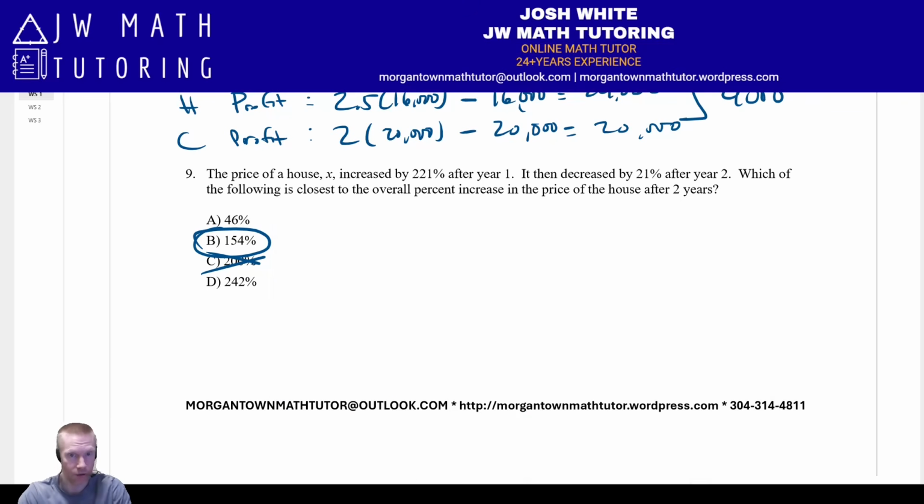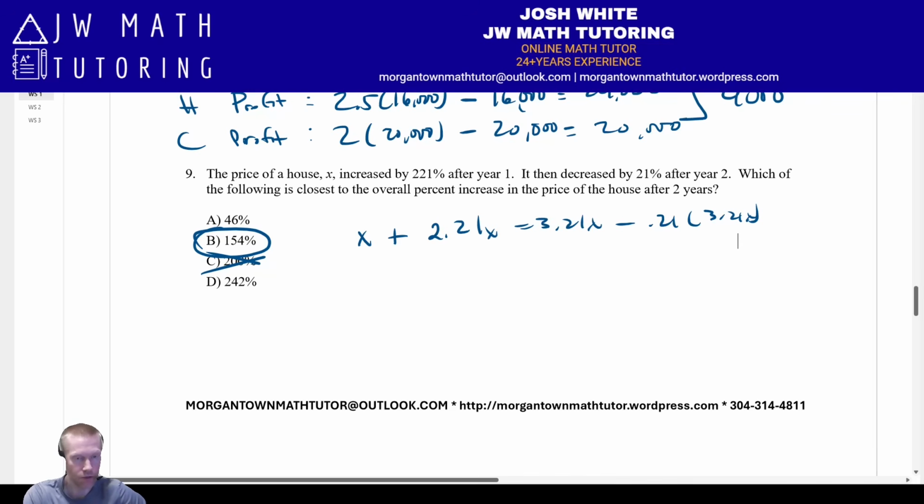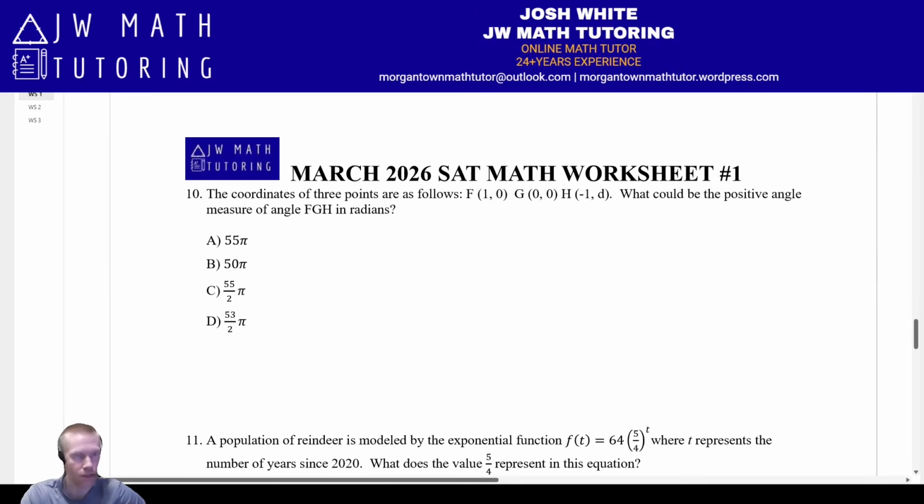And so that's a perfectly valid approach. Technically it's like x plus 2.21x, and then that's 3.21x, and then you do minus 0.21 times that, and you get whatever x, and then you have to find the percent change between that and the x value and so on. But I think it's much easier to just use numerical values and specifically to start with 100 as your original value. Okay, let's move to the top of the next page.